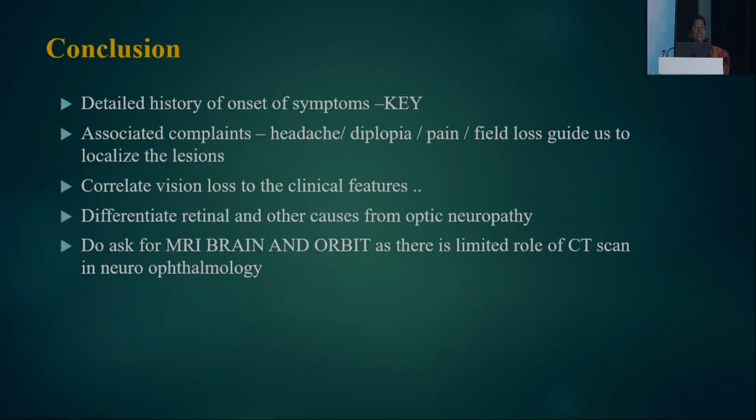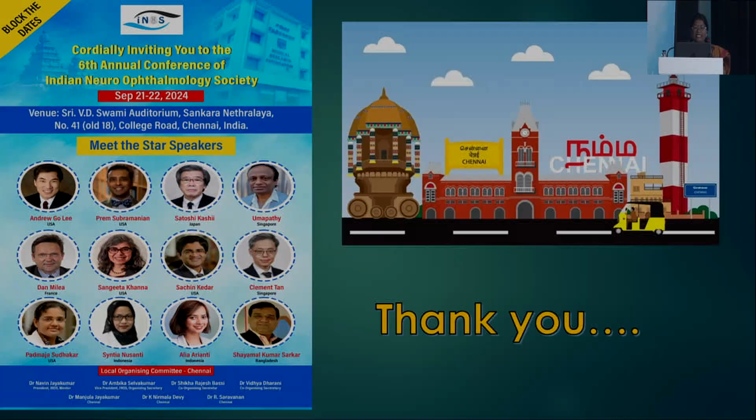Detailed history taking is very important in neuro-ophthalmology. Look at associated signs and symptoms like headache, ICP features, type of field loss, and concentrate on that history too. Correlate the vision to the clinical features. Differentiate retinal versus optic neuropathy and ask for MRI brain and orbit as and when required, because sometimes you will have an incidentaloma and you may have some other ophthalmic disease. So always correlate the vision loss.